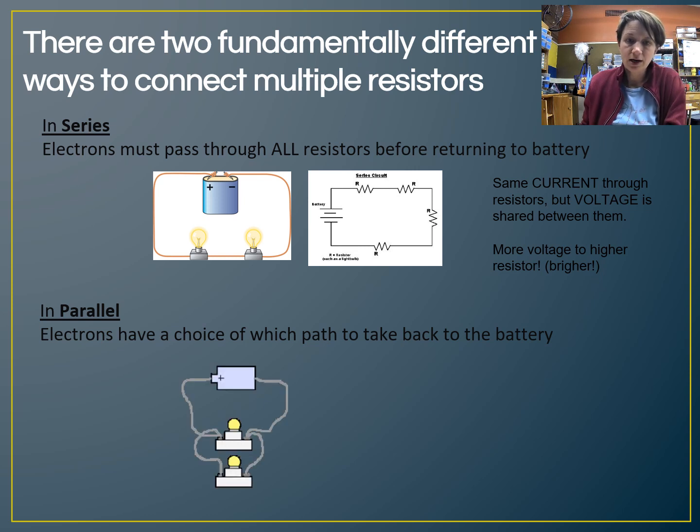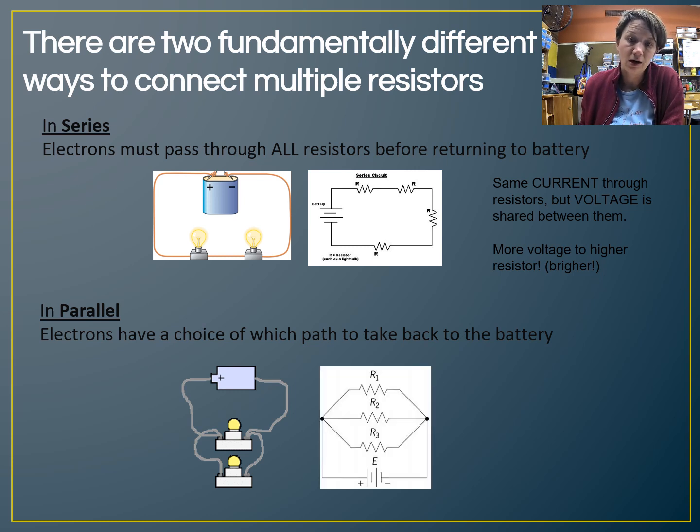And when you connect two resistors in parallel, that means that the electrons actually have a choice of which path they're going to take to get back to the battery. They can go through one resistor or the other resistor, but they won't necessarily go through both of them. Here's a schematic of 3 resistors wired up in parallel with a battery.